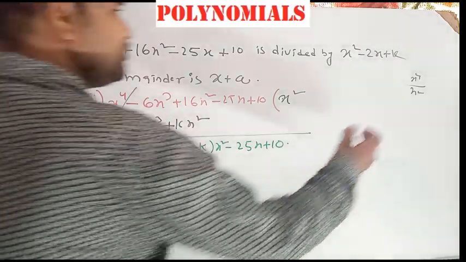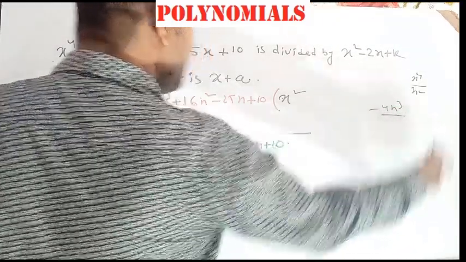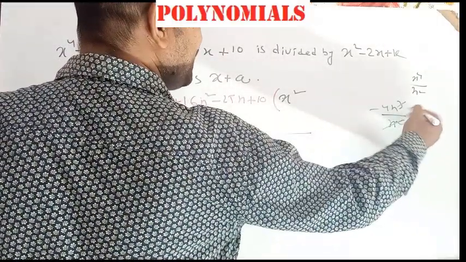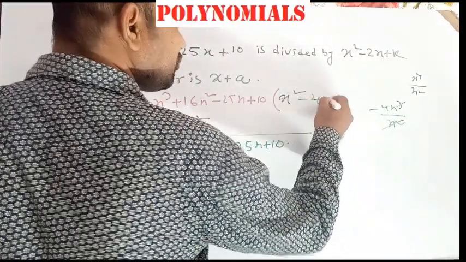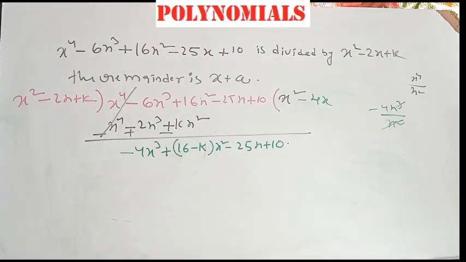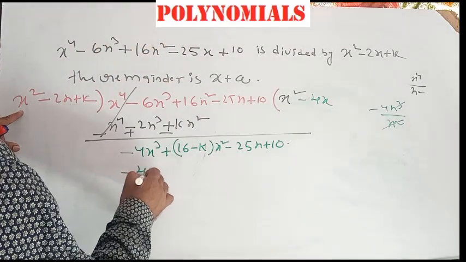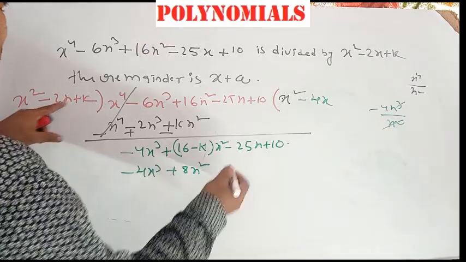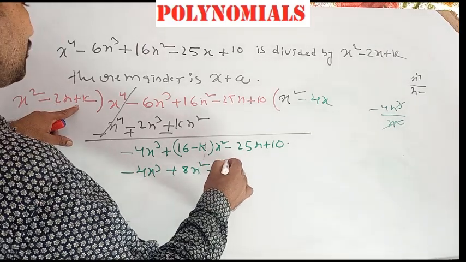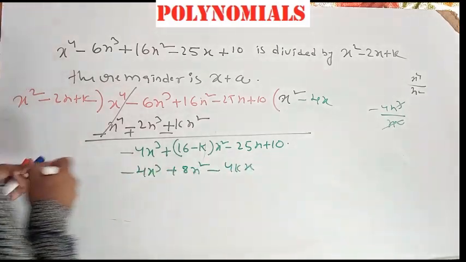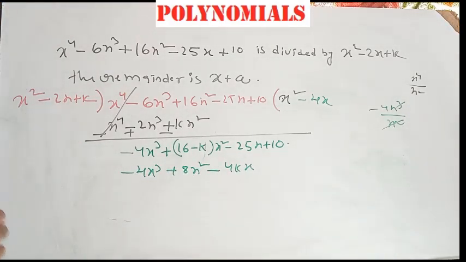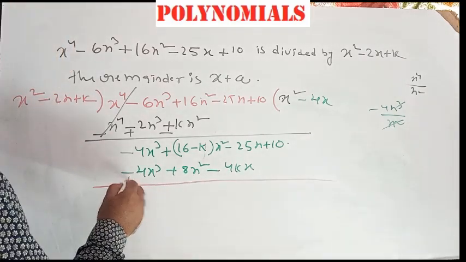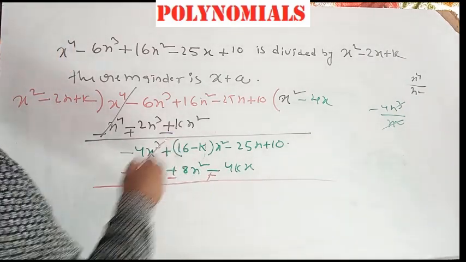So the first term of the new dividend, -4x^3, should be divided by the first term of the divisor. That gives -4x. The next term of the quotient is -4x. Multiplying -4x with the divisor gives -4x^3 + 8x^2 - 4kx. Now subtraction: plus, minus, plus, these two get cancelled.